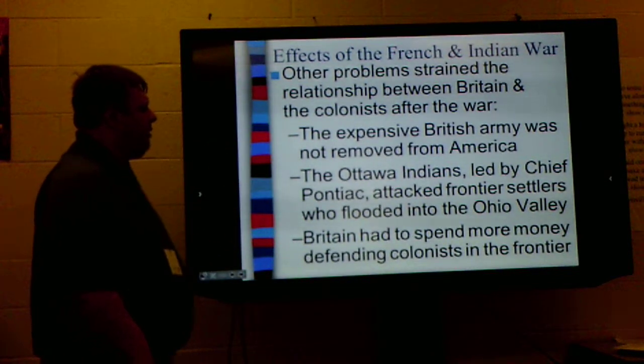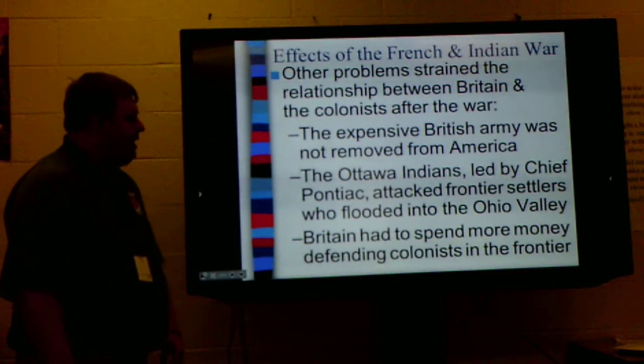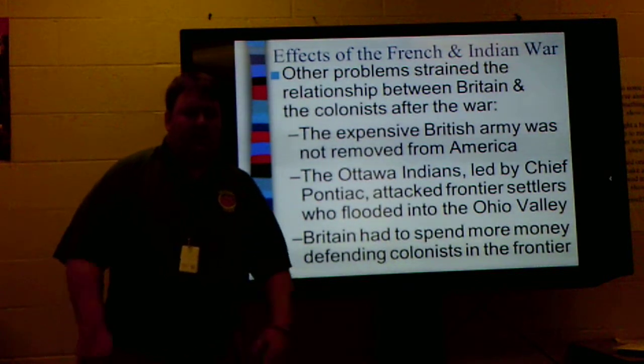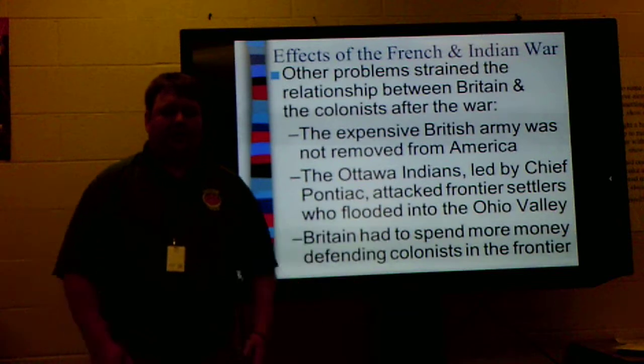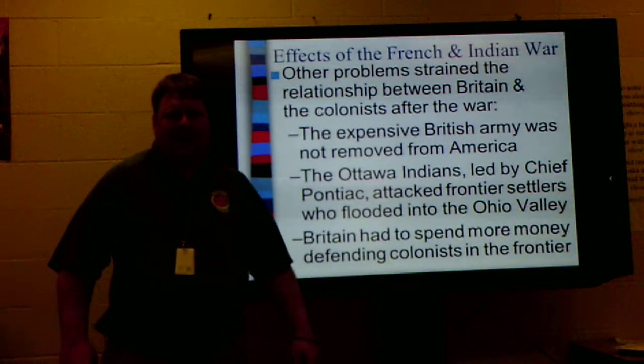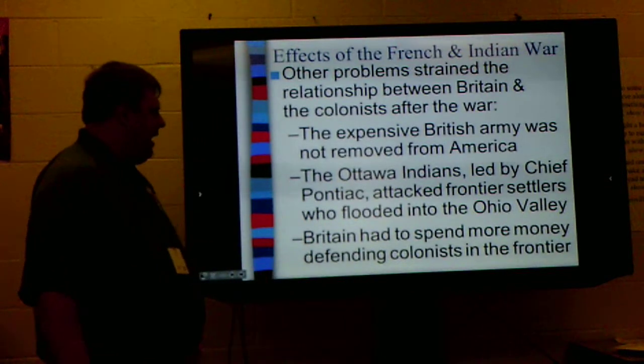Other problems strained the relationship between Britain and the colonists. The expensive British Army was not removed from America. They were here, and they were marching up and down the streets, and people just didn't understand why that army had to stay here. It made them feel like they were being occupied like an enemy.